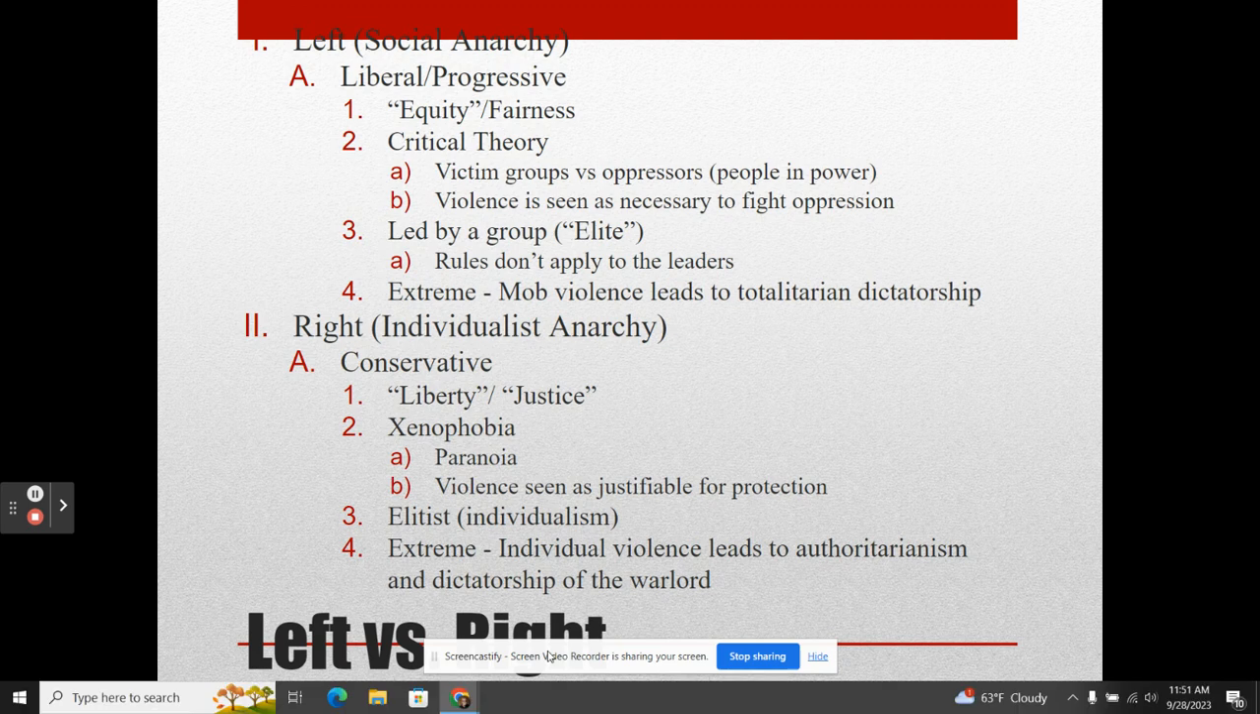So we'll talk more about this later. So this is a very oversimplified view of the political left versus the political right.